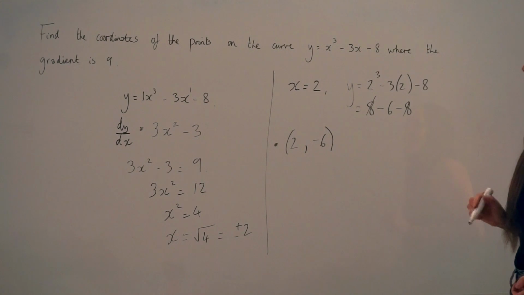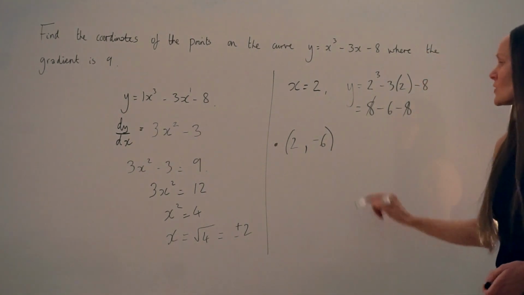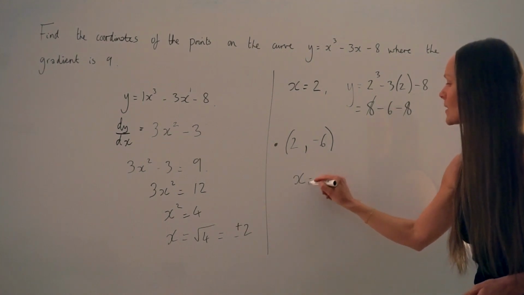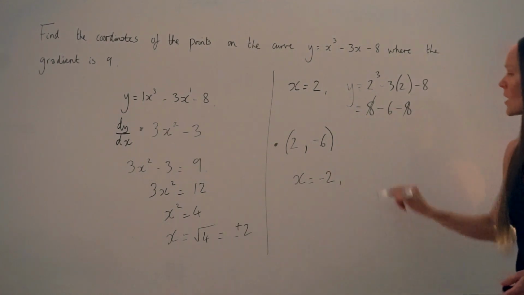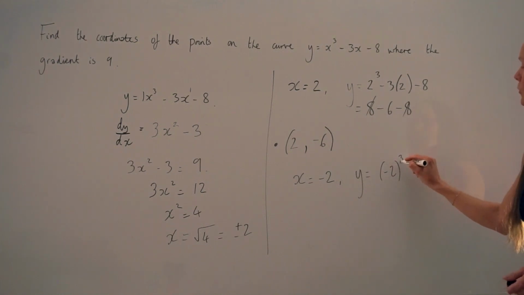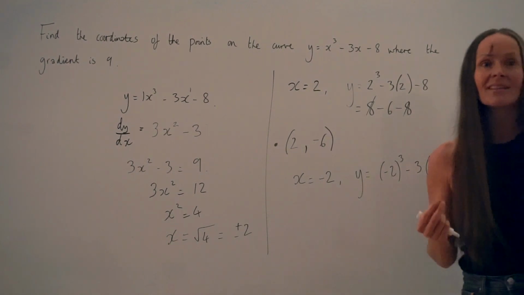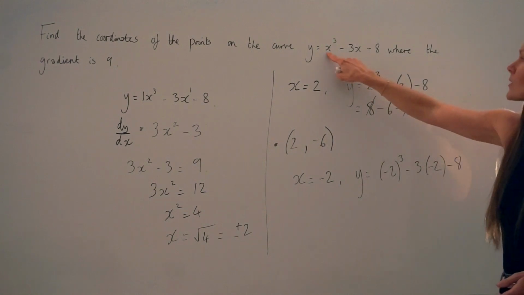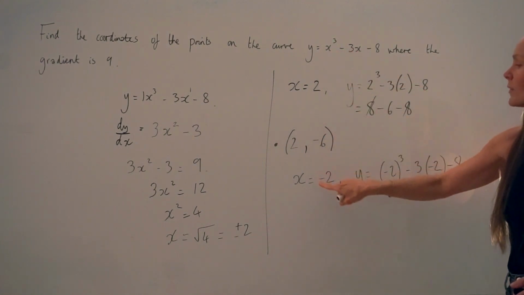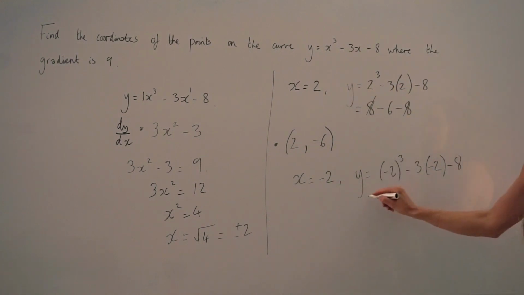Now to find the next one, we have to take our second value of x. So this time when x is equal to negative 2, y is equal to negative 2 cubed, take away 3 lots of negative 2, take away 8. Remember, I'm just replacing the x values in this equation up here with negative 2. I'm switching x for negative 2 and then I'm going to calculate it.